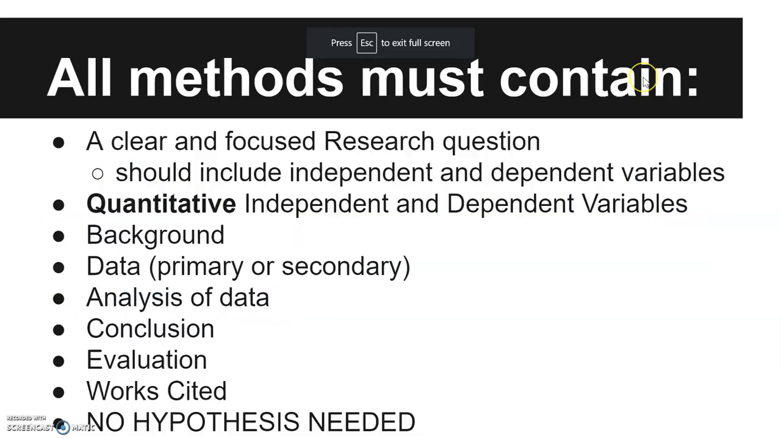So, 3 possibilities. Every single one of them must contain a clear, focused research question. So there should be clearly independent and dependent variables like I talked about before. Quantitative, so numeric independent, numeric dependent. Okay, how does this relate to that? And they should be numerically analyzed. You could get an equation, you can look at averages, we can maybe calculate something else in our analysis.